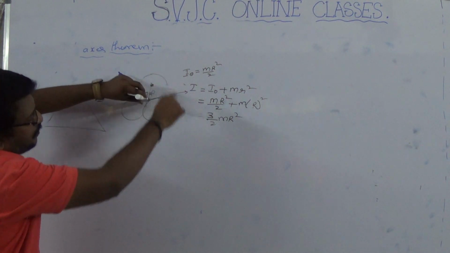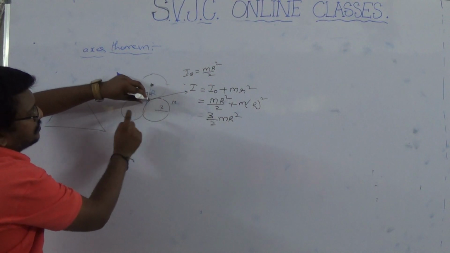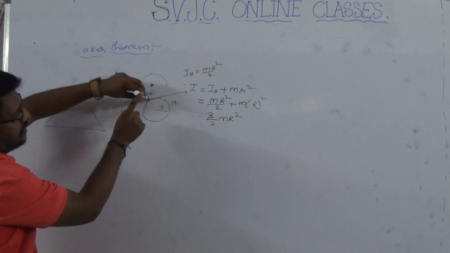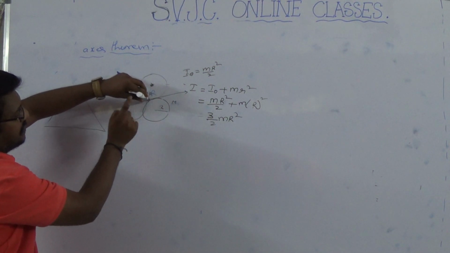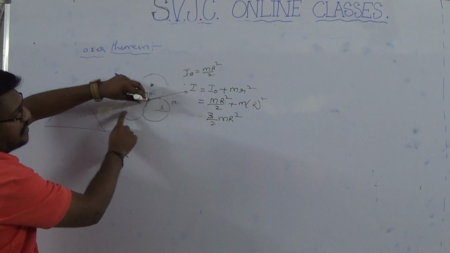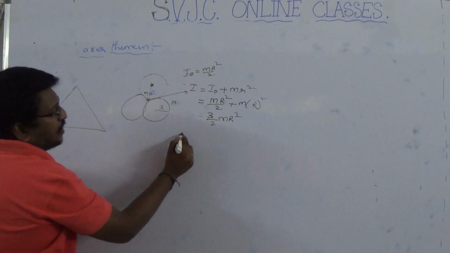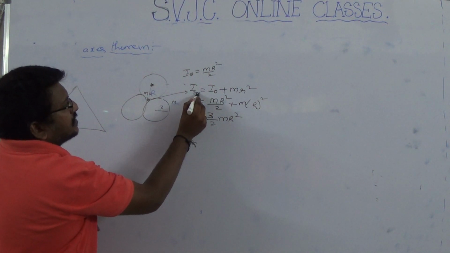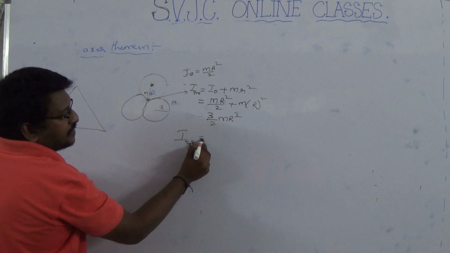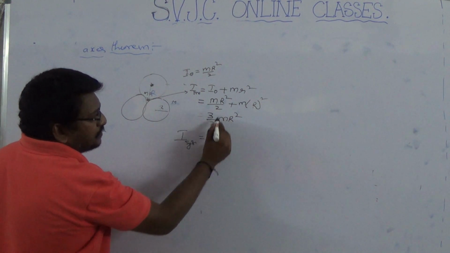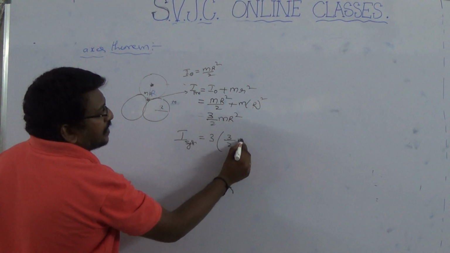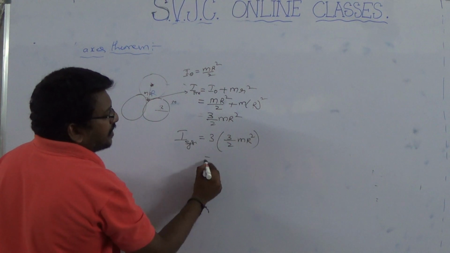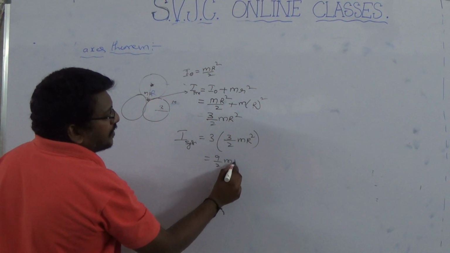But what is the total moment of inertia? There are three bodies, each at the same distance from this axis. All have the same mass and same radius. So you can take the total moment of inertia of this system as three times that of one disk. Total moment of inertia of the system is 3 into 3 by 2 m r square. So that equals 9 by 2 m r square.